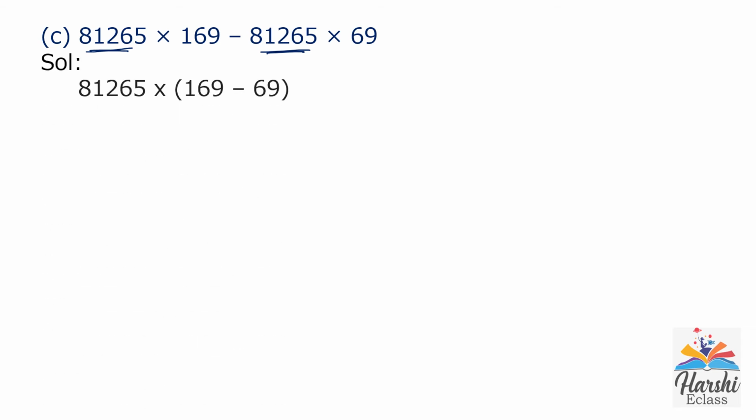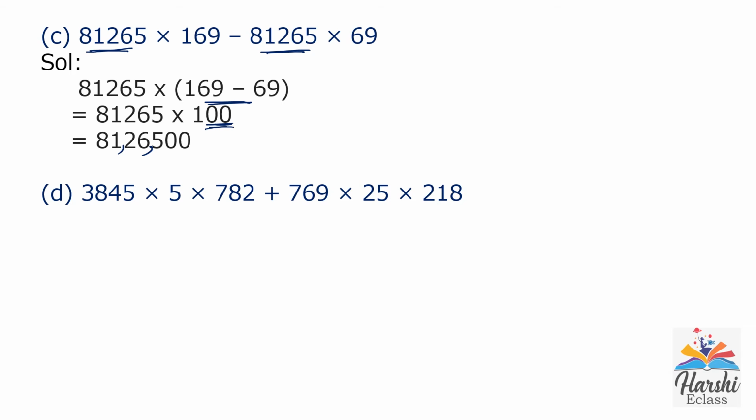So, first we need to solve the operations given in the brackets. 169 minus 69 is equals to 100. Multiply with 100. Write the given number as it is and add 2 zeros at the end. Because when we multiply any number with 1, we will get the same number. Directly add 2 zeros at the end of the given number. That is 81,26,500. D1. D1 is a bit tricky sum. We can do it with practice. Practice is needed so that we can do these type of sums also.